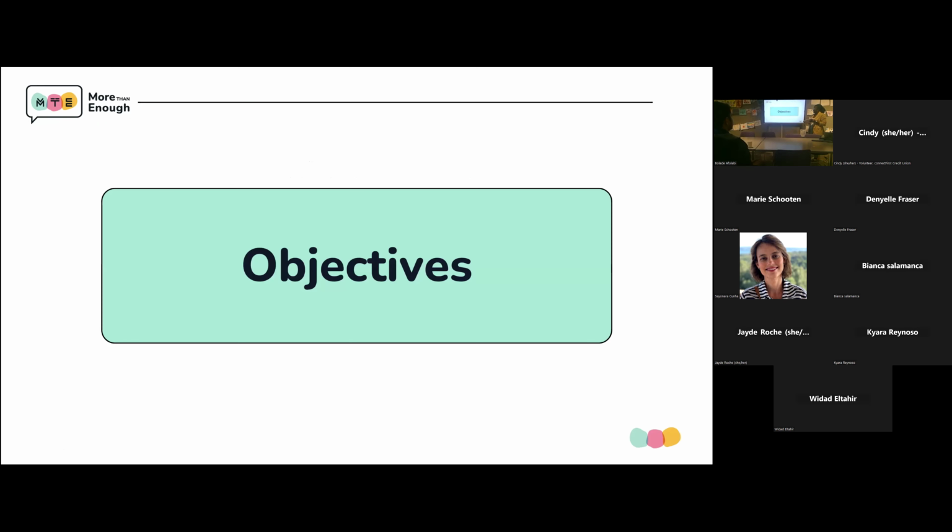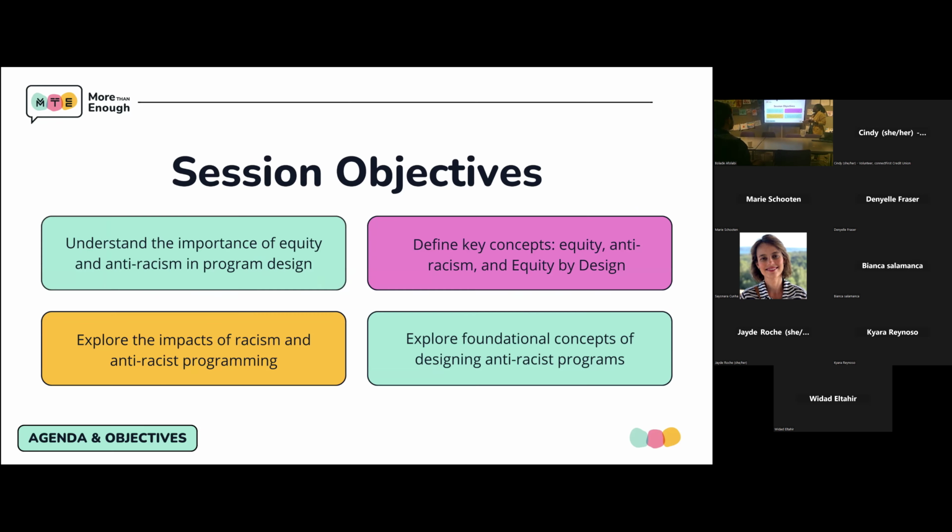Our objectives for today. One will be to understand the importance of equity and anti-racism in program design. We'll define key concepts such as equity, anti-racism, and then equity by design. We'll explore the impacts of racism and anti-racist programming. And lastly, we'll again explore those foundational concepts.